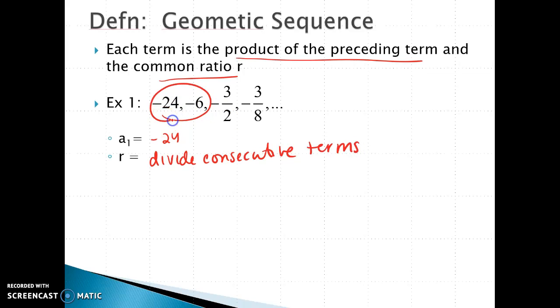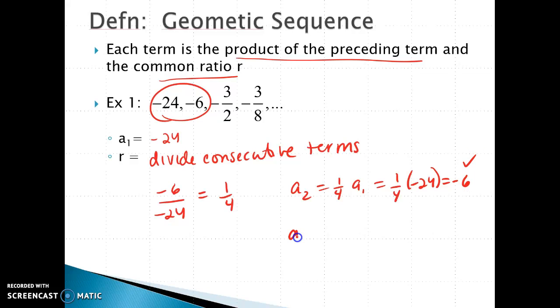We can pick any two terms, and I always pick the easiest two to divide. When I divide these two, I get the ratio of 1/4. So basically what this tells me is that each term is 1/4 of the previous term. So A2 is equal to 1/4 of A1, or 1/4 of negative 24, which gives me negative 6. And A3 is 1/4 of A2, and so on. As we can see, that would generate our whole geometric sequence here.